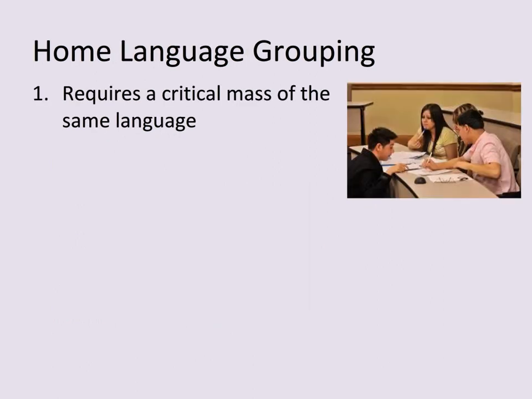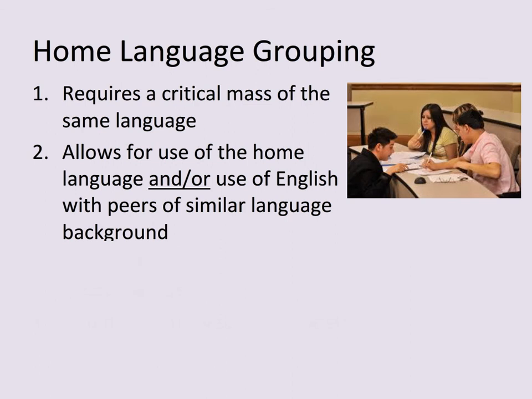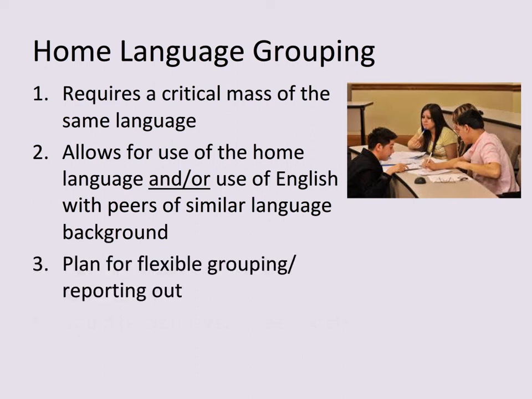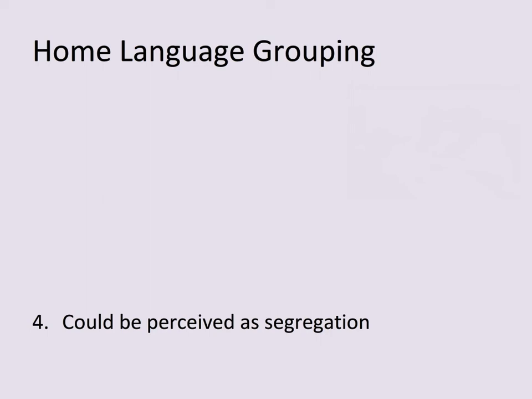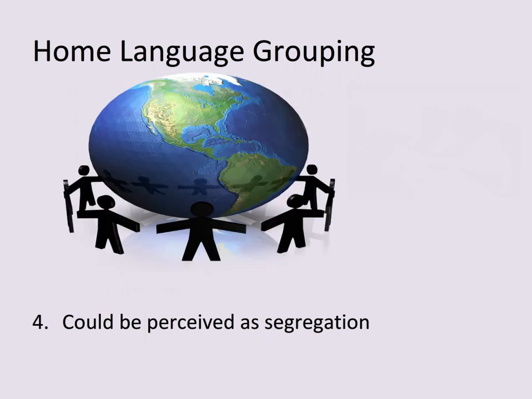A teacher with a critical mass of students with the same language background can choose to group students by home language. This allows students to use the home language and/or English with peers of a similar language background. Students may experience an increased ability to make meaning of the content in their home language and decreased anxiety about sharing. When used, it requires a plan for flexible grouping and reporting out to the class. It's important to note that the exclusive use of language groups is problematic. It could be perceived as segregation and could limit the ability to form a cohesive classroom learning community.